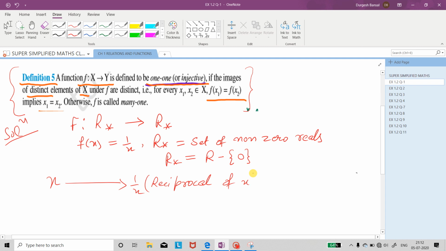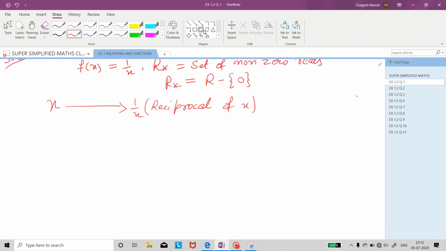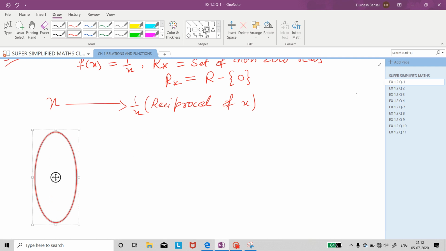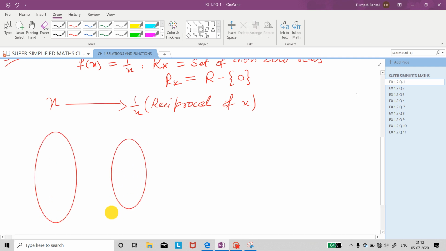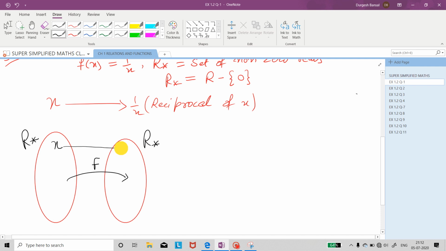reciprocal of x. So if I take these two sets here, say, I am taking these two ovals and these two ovals are representing your R star. This is also R star and this is also R star and this is your function f. If there is any element x here, its image is going to be 1 by x. So let us take a few examples.